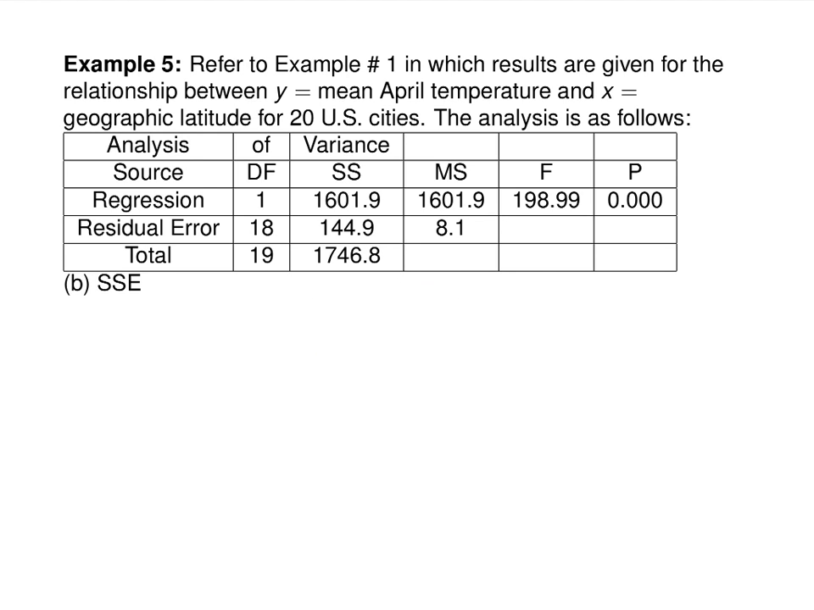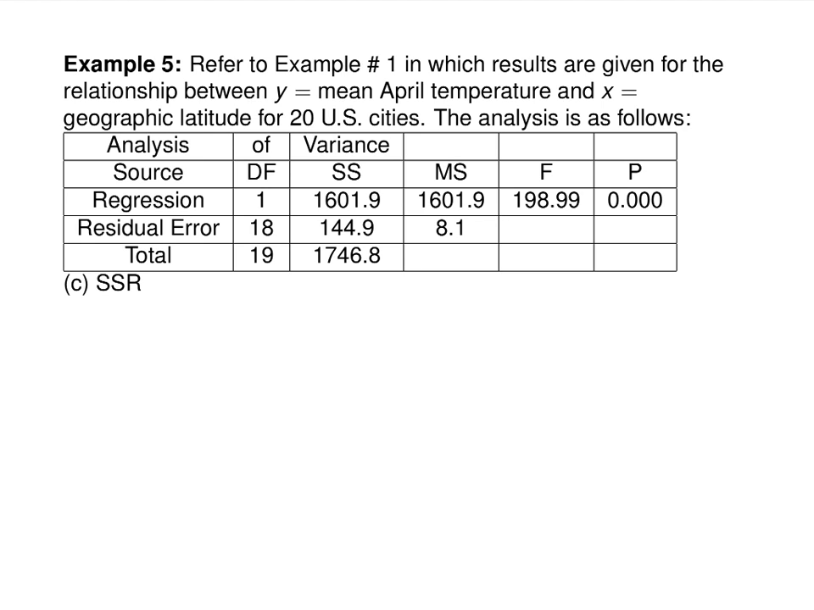Okay, so the next one we have is SSE. So we still have this sum of squares error. So we had total, which one do you think this is? This was from the residuals, right? So which one do you think it is? 144.9. Because that was the sum of square errors, it came from the residuals. So sum of square errors. Okay.